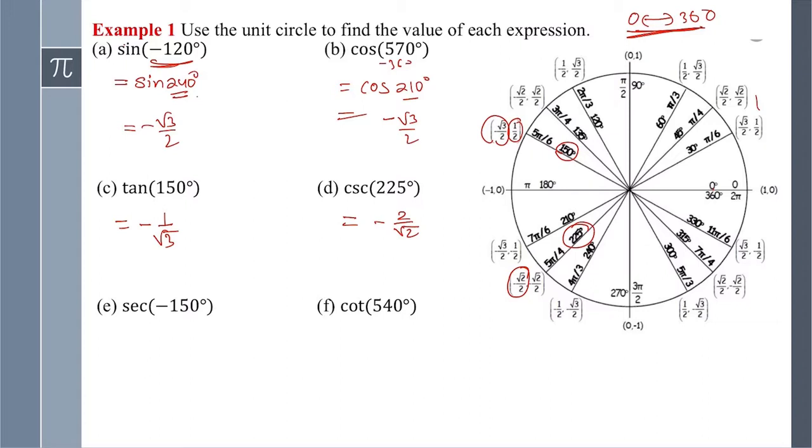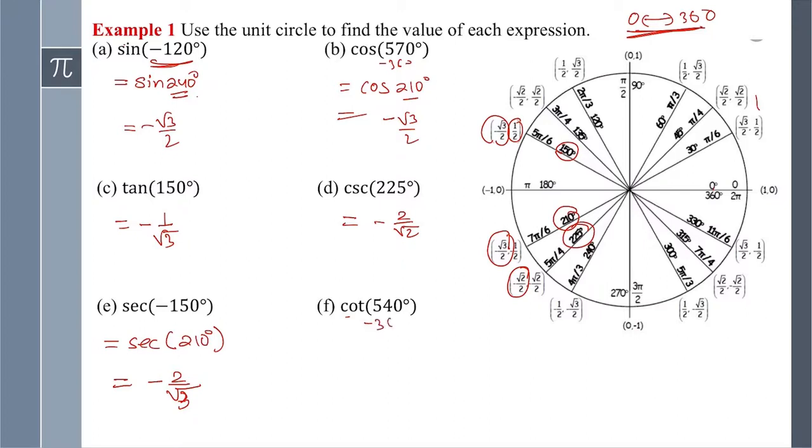Similarly, secant of negative 150 means find the coterminal angle. If you add 360, you get 210. So this is the same as secant 210. Now go ahead and find 210. Secant is the reciprocal of cosine. So cosine 210 is negative square root of 3 over 2, and the reciprocal of that is negative 2 over square root of 3. Okay. And then similarly, cotangent 540. So find the coterminal angle.